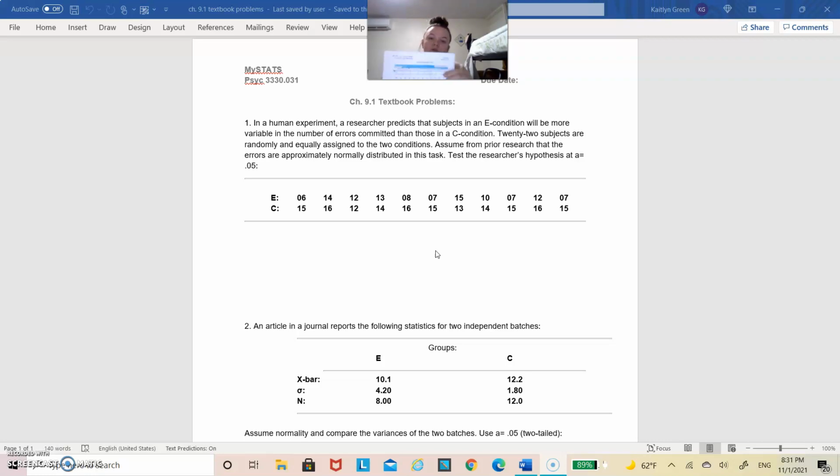So this is just a brief look at what my work looks like for that problem. This one's a bit more organized than Chapter 8 was, just because there's going to be a little bit less information needed for each question. And now we're going to move on to number 2.